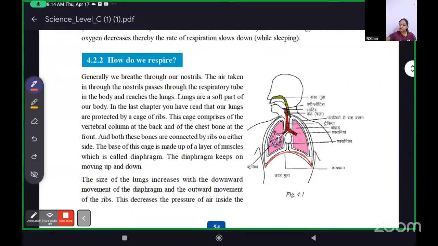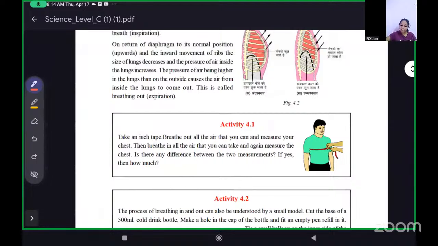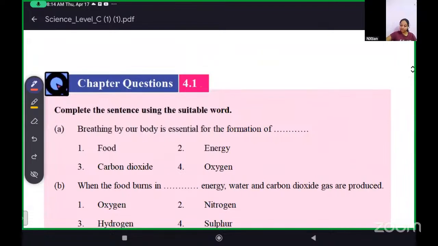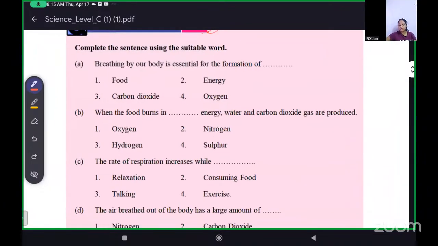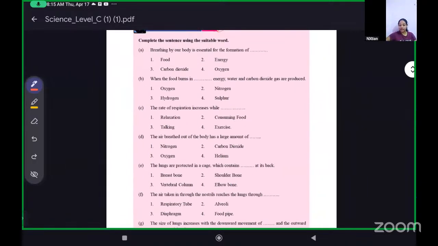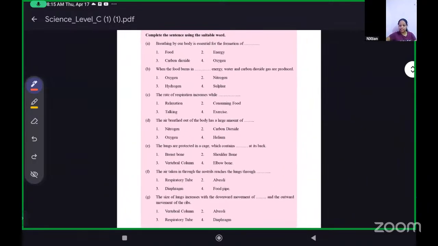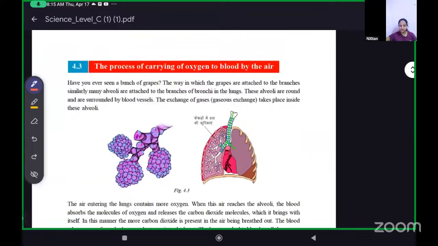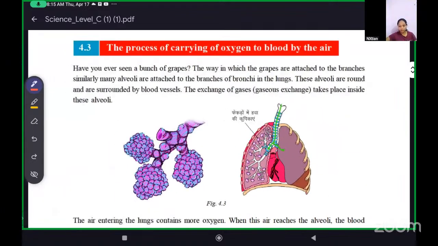Now, 4.1 is homework. Okay, please try it out. Today you have taken the correct answers related to whatever we studied till now. A to G part is the homework. Okay. So we will stop here today.